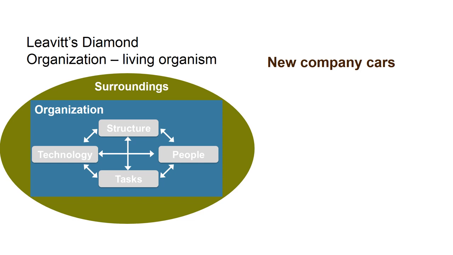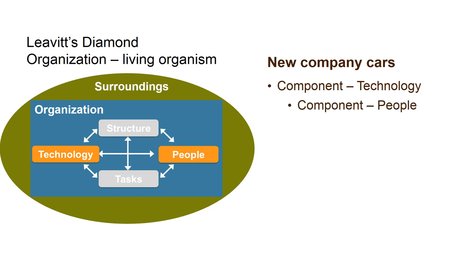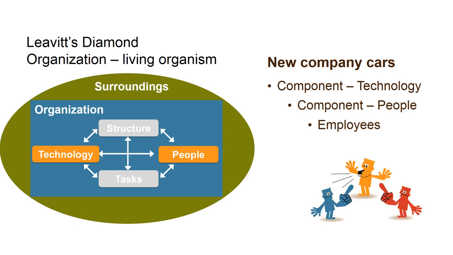New company cars. Again, we begin in the component technology. It quickly affects the component people, because those receiving the new company cars, hopefully, will be more satisfied. The problem is just that those who do not get a new car may be a bit disappointed. So the manager is going to work a lot more with the employees in the component people when purchasing new cars than with the component technology.